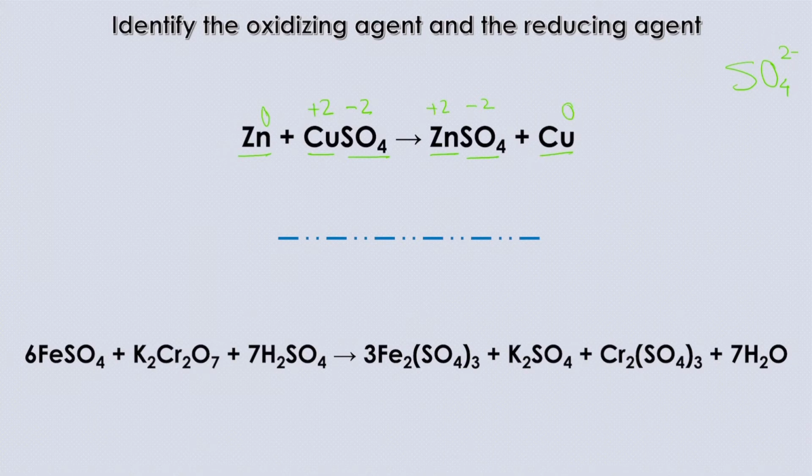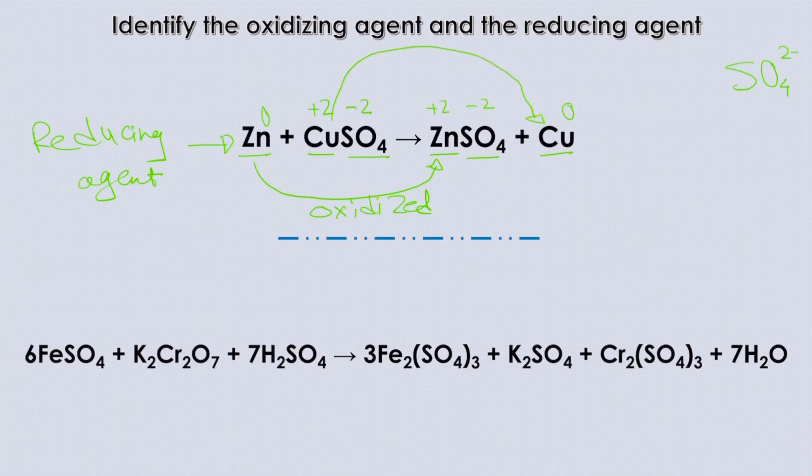Now we can check what has happened to Zn. We can say directly that Zn has been oxidized. So we can directly say that Zn is the reducing agent. Why? Because it has been oxidized. For copper, Cu2+ has been reduced, it gained electrons. So we can say directly that Cu2+ or CuSO4 is the oxidizing agent.